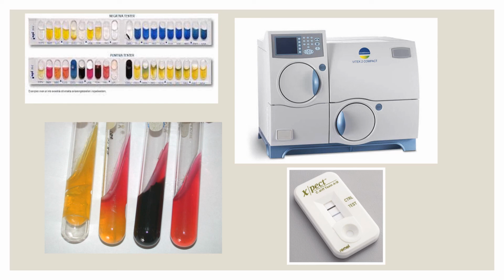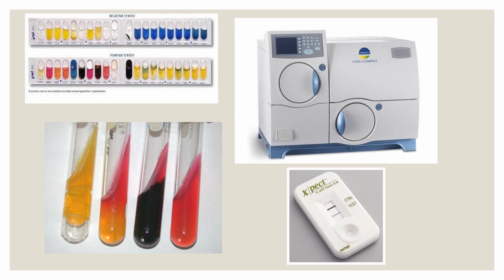In this slide, I just wanted to show you a few examples of how we identify these types of organisms in the microbiology lab. So if you look at the image on the upper left, this is called an API, or an analytical profile index strip. And what you have there is a number of sugars and metabolic tests that are all incorporated in this test strip.